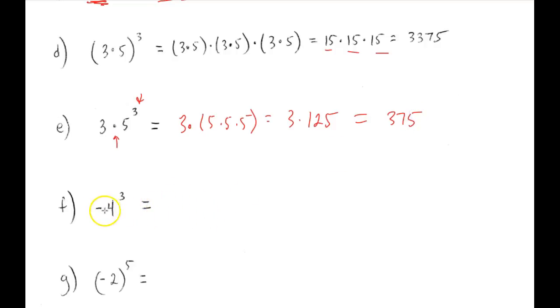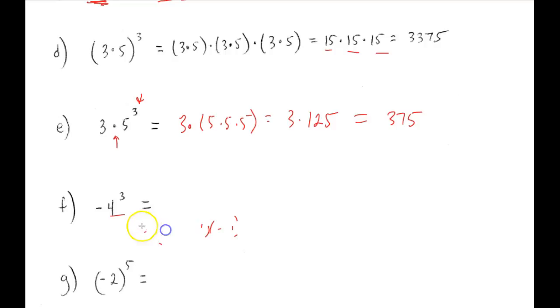For example F, notice that this negative 4 cubed is not written like this. Okay. So since it's not written like this, we cannot assume that this is going to be negative 4 times negative 4 times negative 4. Okay. So what we see here is not the same thing. So we want to make sure that we understand that.